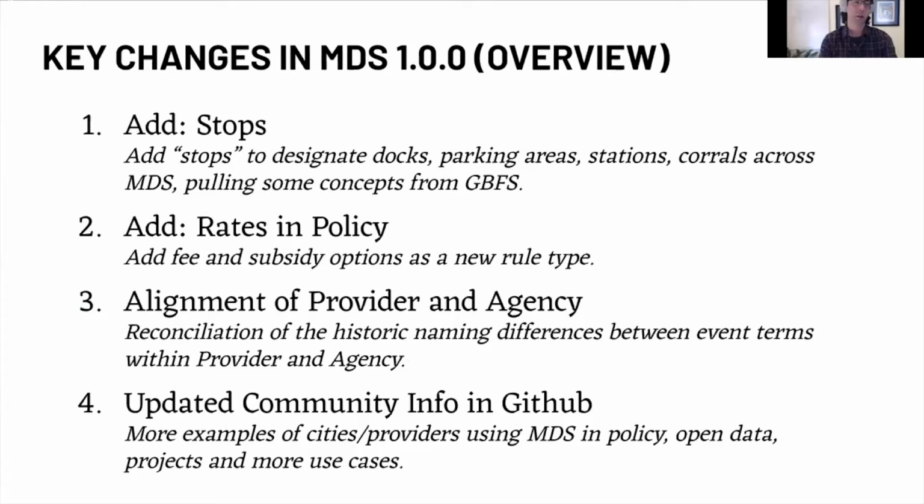So key changes, what's new in MDS 1.0. There are a lot of changes. These are just a few high level ones, some of which we'll talk about today. We added this idea of stops, of stopping locations, docks, corrals, things like that. We added an idea of rates within policy, so a city can define rates. And our speakers will talk about both of these today. But the biggest thing, maybe the hardest thing, is that we aligned provider and agency, which were two of our API endpoints, and reconciled some of the historic naming differences between them. And we also updated our community info on the main GitHub page with more details and links.